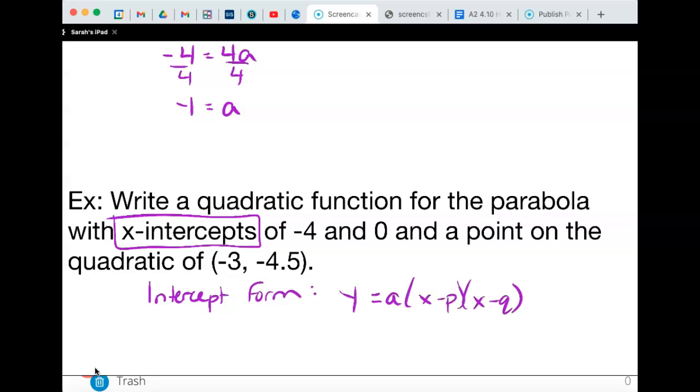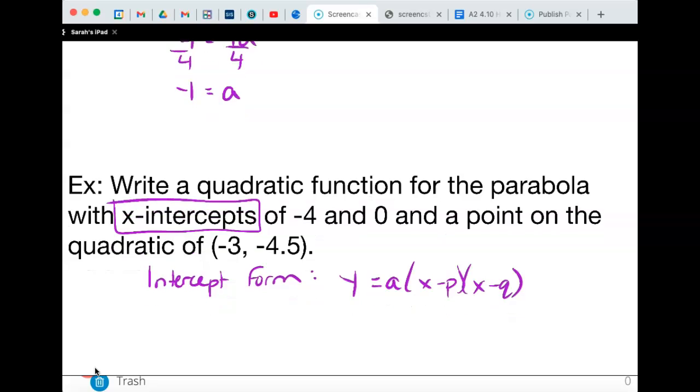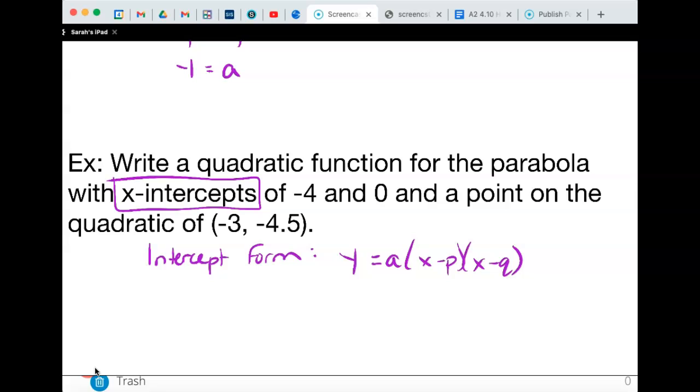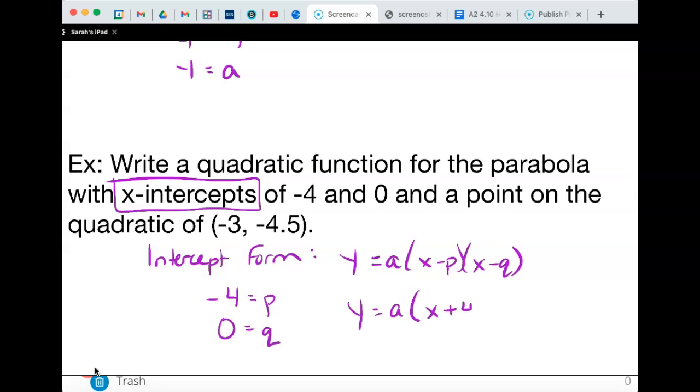So the x-intercepts negative 4 and 0. What does this represent in my intercept form equation? So I can say negative 4 is p, 0 is q. You can have it flipped around, it doesn't matter which one you identify as. So I'm just going to substitute that in. So then it's minus negative 4, which is basically plus 4. And then x minus 0 for the q. And just like vertex form, I need to figure out what the a value is. And we're going to do that by using the additional point.